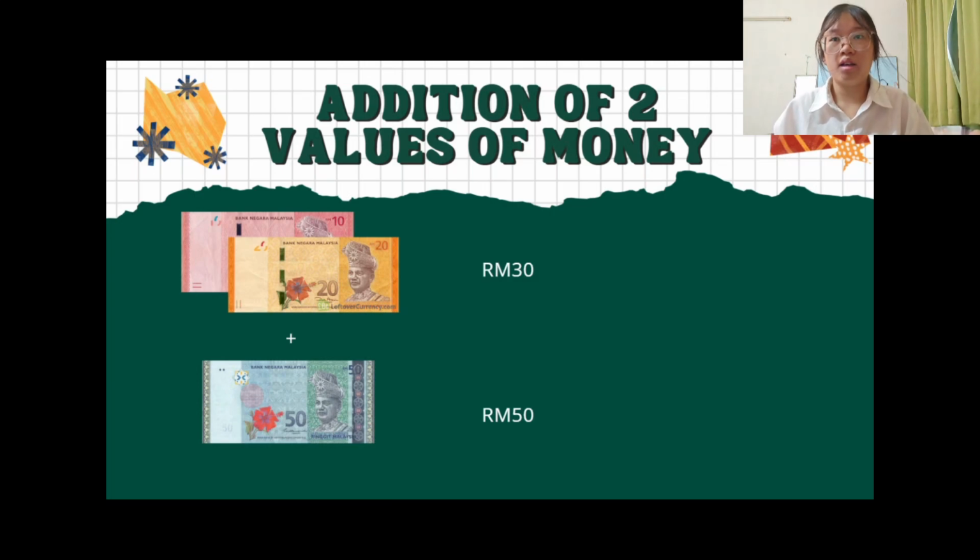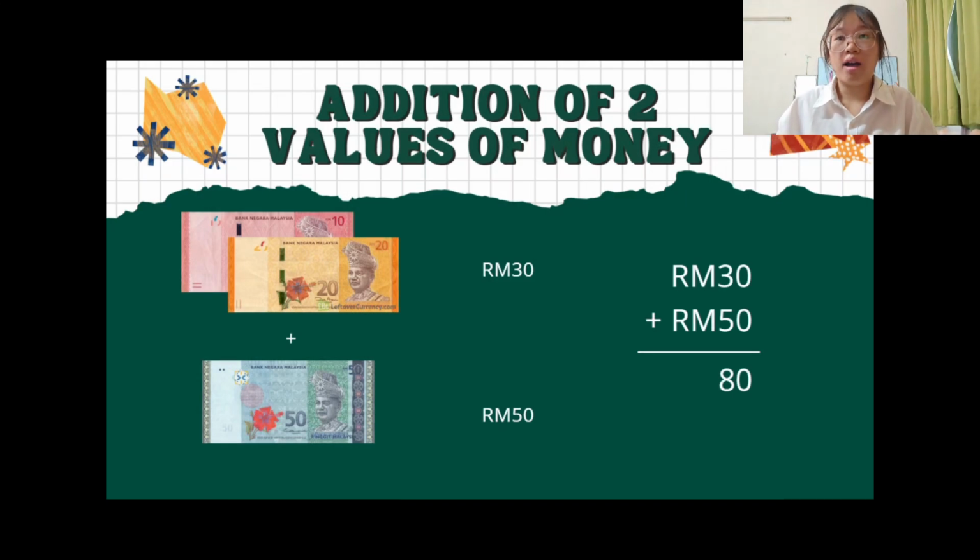First, we write down 30 ringgit and we write down the 50 ringgit, and we have to add them from right to left. So 0 plus 0 is equal to 0, and 3 plus 5 is equal to 8. So don't forget to write our unit, which is RM. Then it is the answer. 30 ringgit plus 50 ringgit is equal to 80 ringgit.